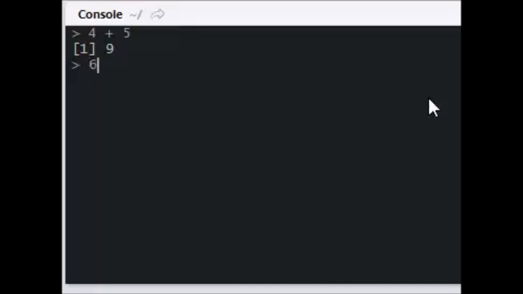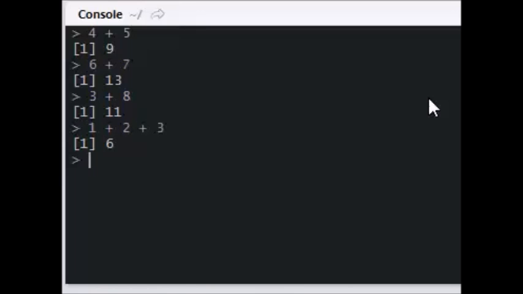So say we wanted to add 6 plus 7. We could do 6 plus 7, and we get back 13. We can do 3 plus 8, and we get back 11. We could also add multiple numbers. We can do 1 plus 2 plus 3, and we get back 6.